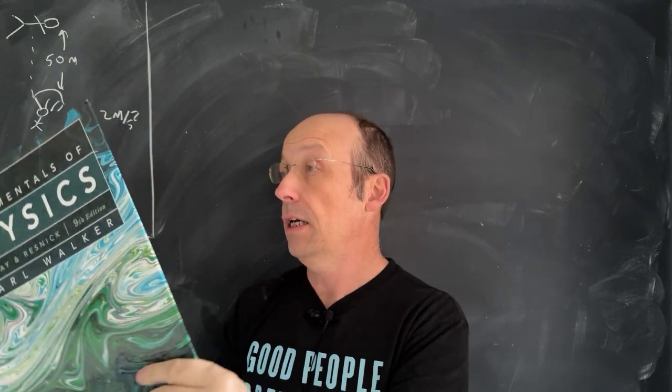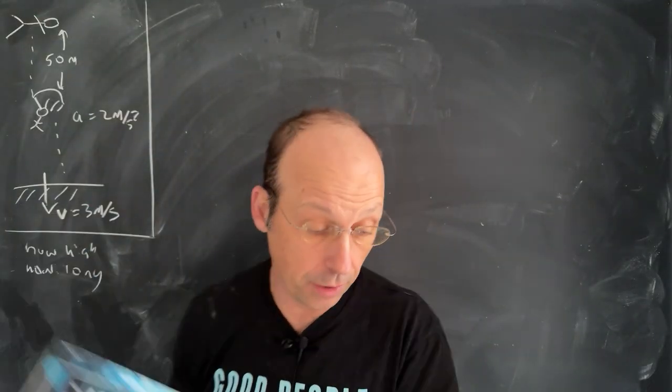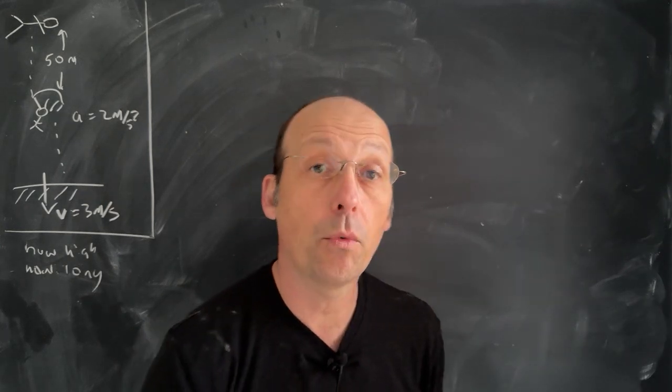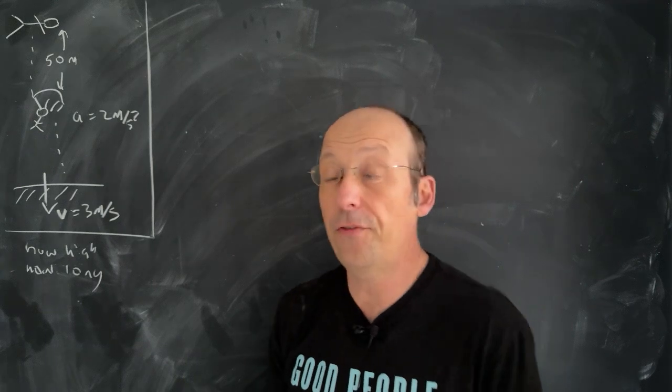So chapter 2 is motion along a straight line, and I'm going to do problem 100. I'll tell you what it is, and then we'll talk about the physics, and then we'll solve the problem. Okay, maybe it'll be fun, maybe not.